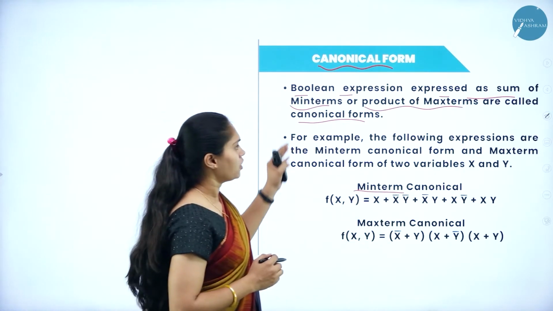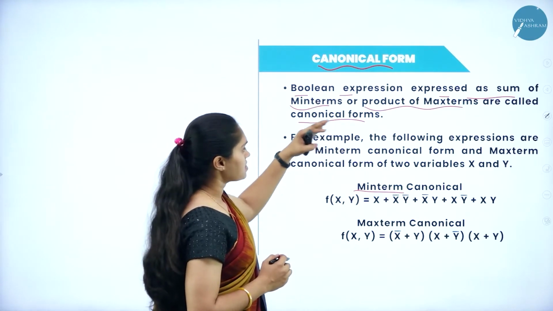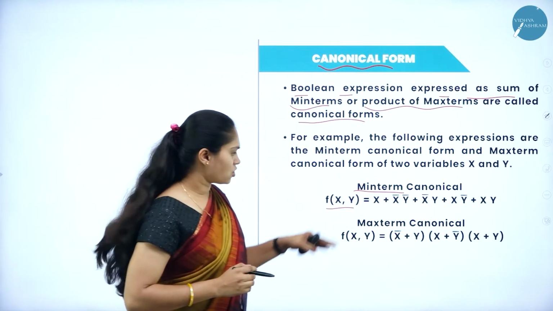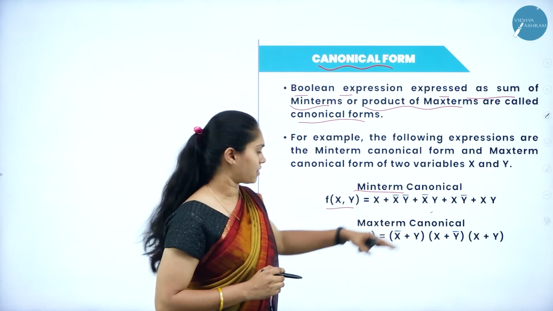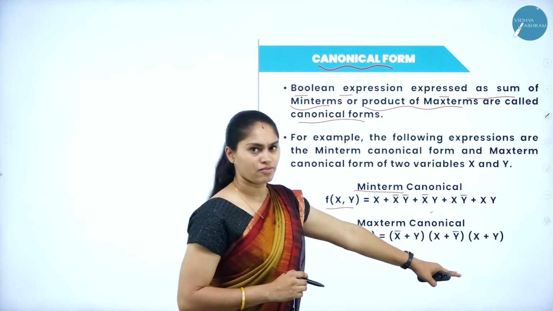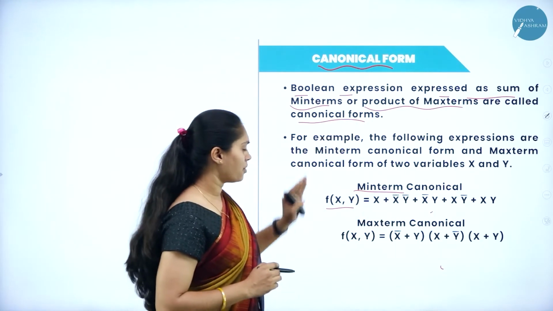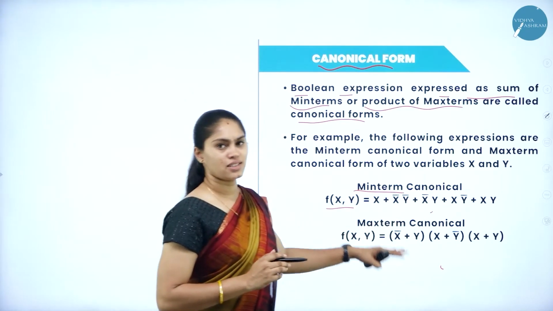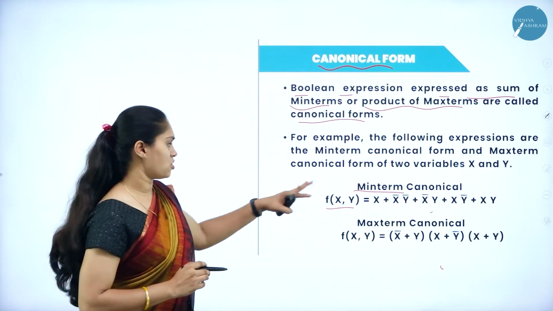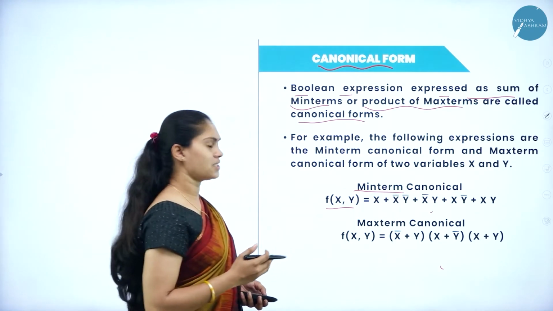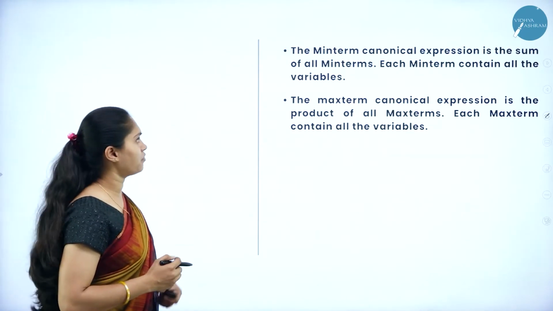So here you can see the minterm canonical form. That is what we are representing as a sum of minterms. So f of x comma y, the expression will be like this. For maxterm canonical form, it will be a product of maxterms. F of x comma y is equal to some Boolean expression. So this is how we are going to do the minterm canonical form and maxterm canonical form. We'll see the definition here.